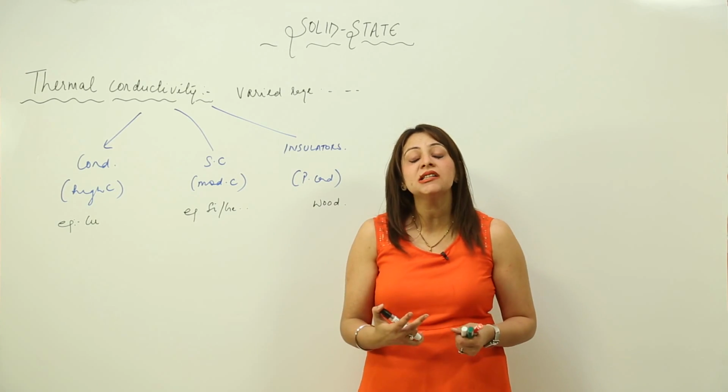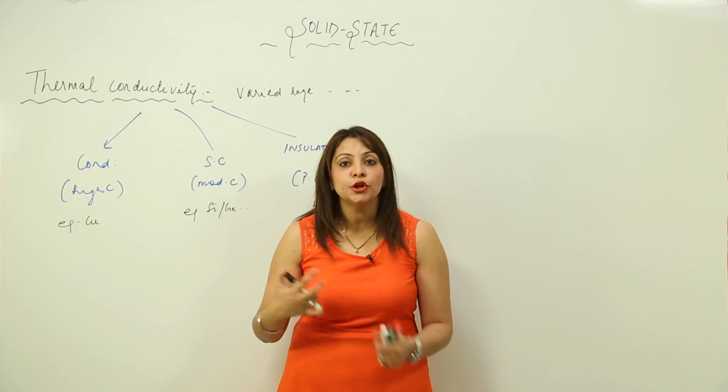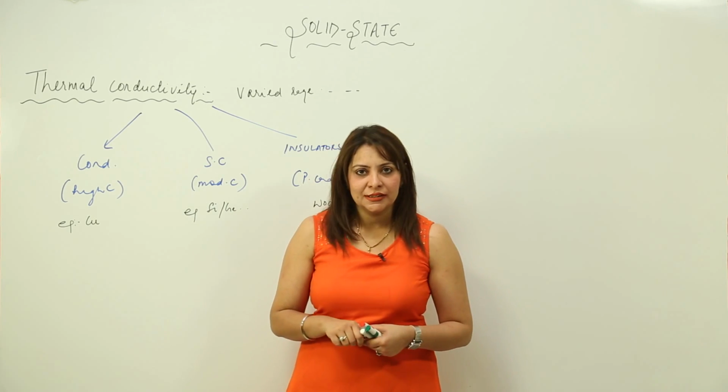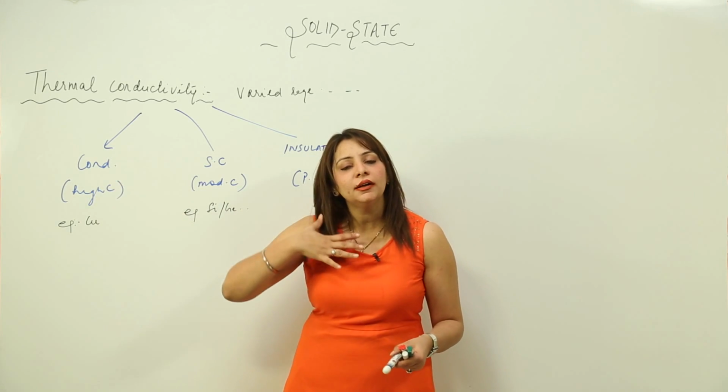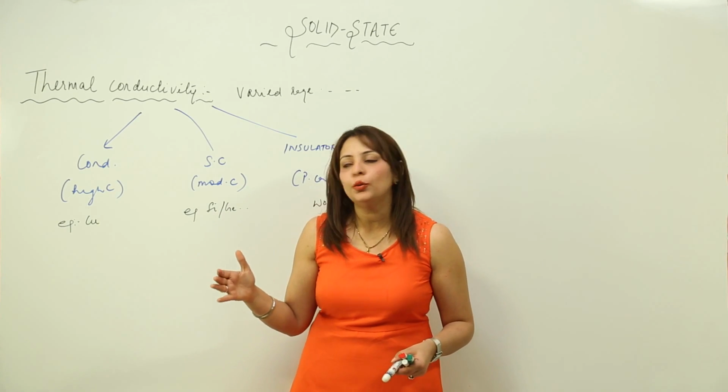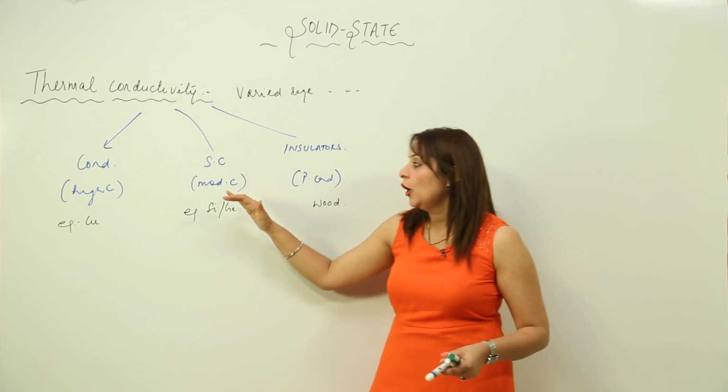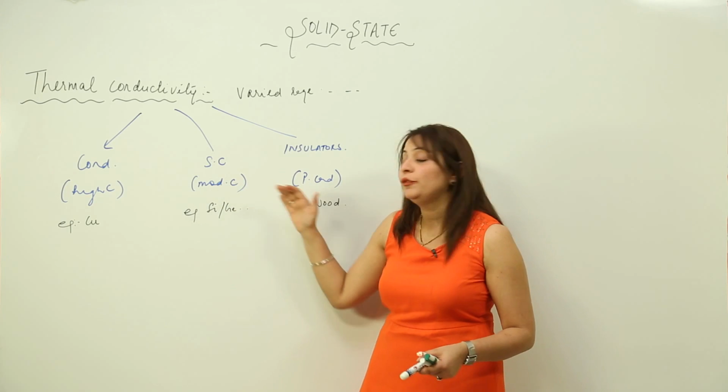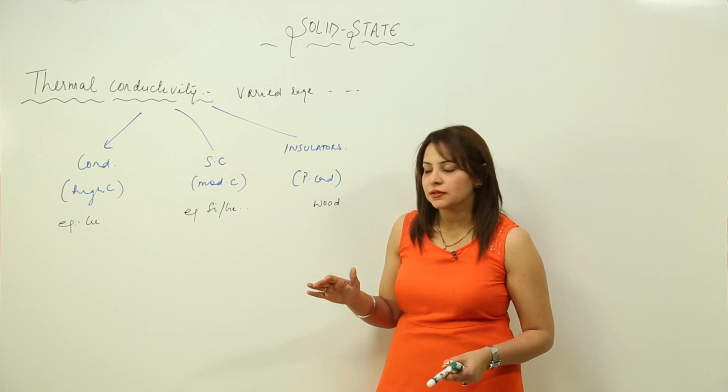So I think it's clear that on the basis of whether the substance allows current to pass through it or not, we have three kinds of substances. The ones which allow a high amount of current to pass through are called conductors, which allow a moderate amount are semiconductors, and which do not allow at all are insulators.